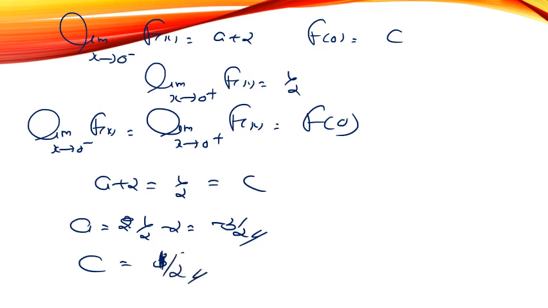What about b? Here b is arbitrary. Arbitrary means what? It can take any value. Okay. So a is equal to minus 3 by 2, c is equal to 1 by 2, b is arbitrary.